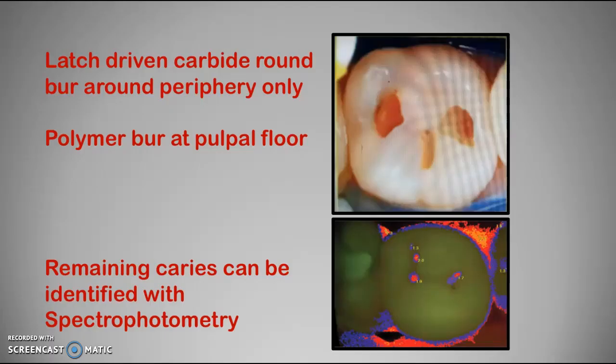Here's another patient we did at the clinic. A latch-driven carbide round burr around the periphery was used, and the polymer burr was used at the pulpal floor to remove caries. Remaining caries was identified using spectrometry to detect whether caries is remaining or not.